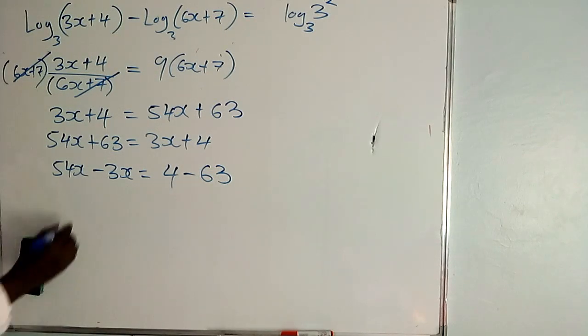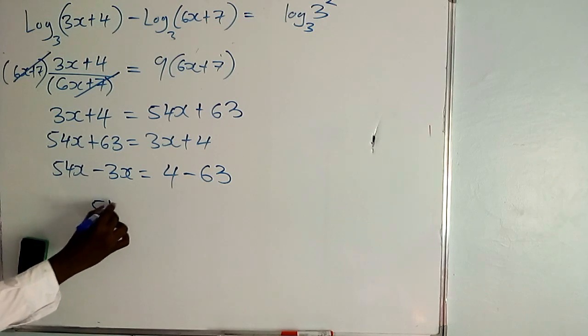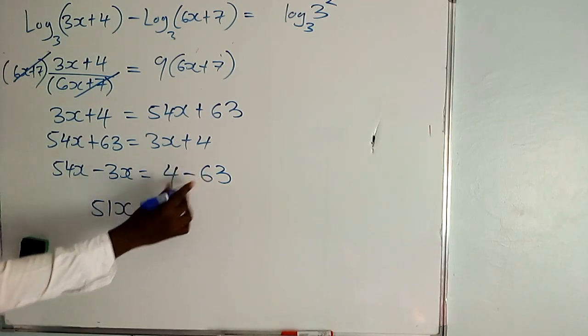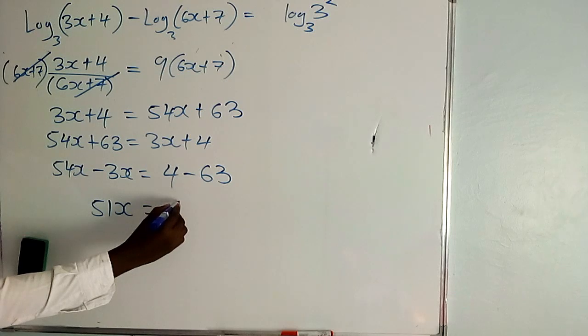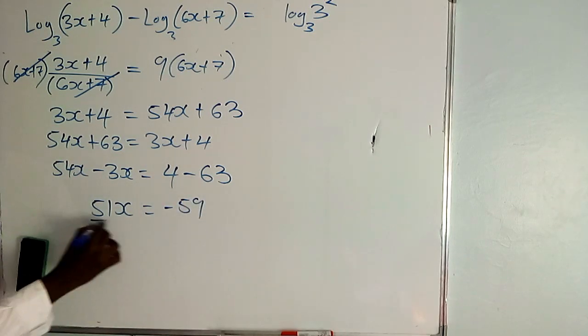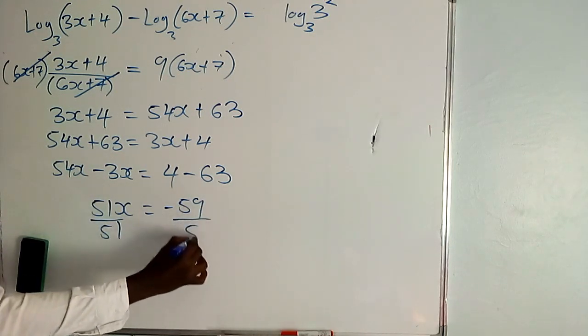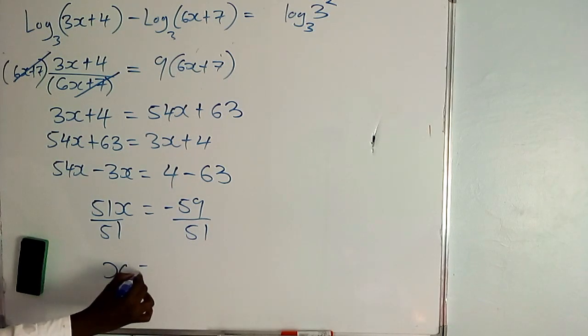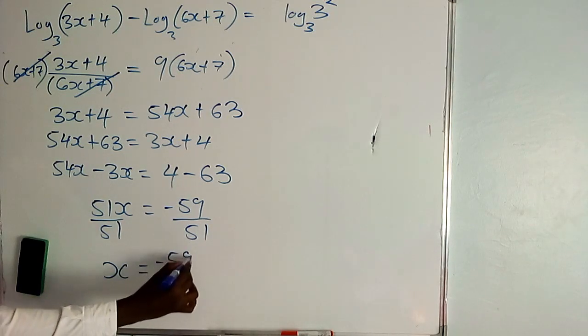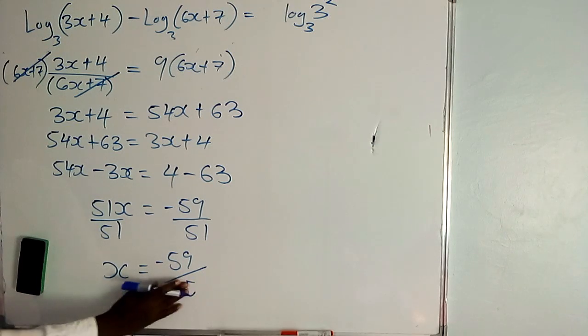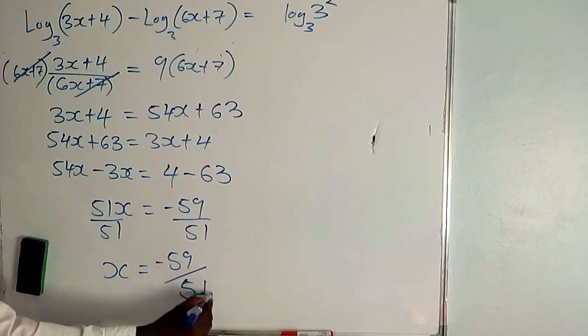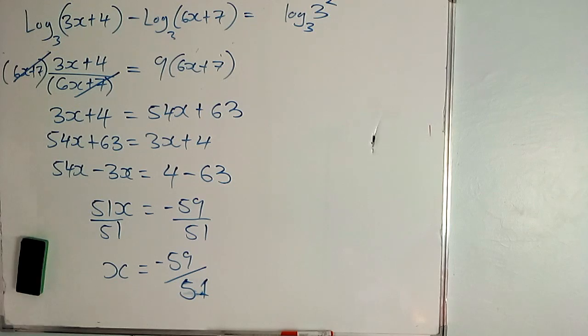So here what do we have? 54x minus 3x is 51x, equal to 4 minus 63, which is negative 59. For you to get x, divide both sides by the coefficient of x, which is 51. So you will get x is equal to negative 59 over 51. You found the value of x. So that is how to determine the value of x. Are we together?